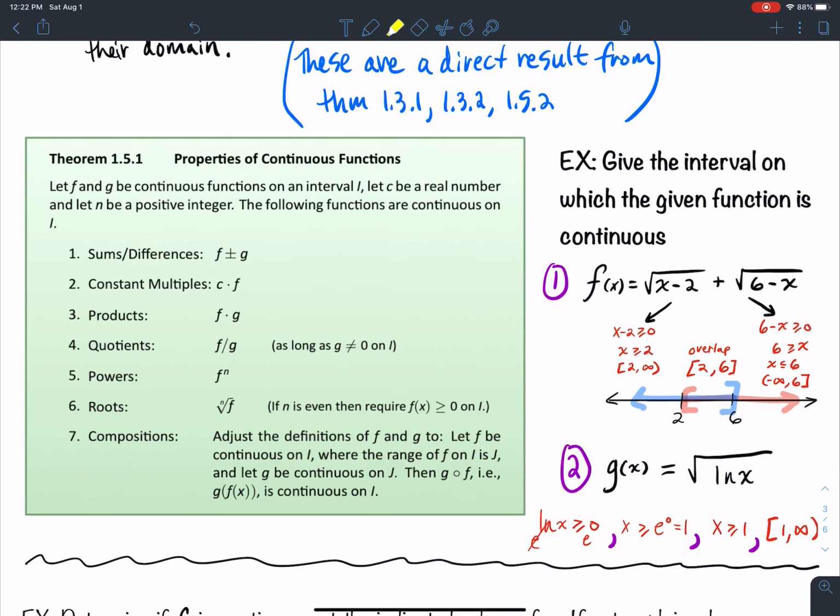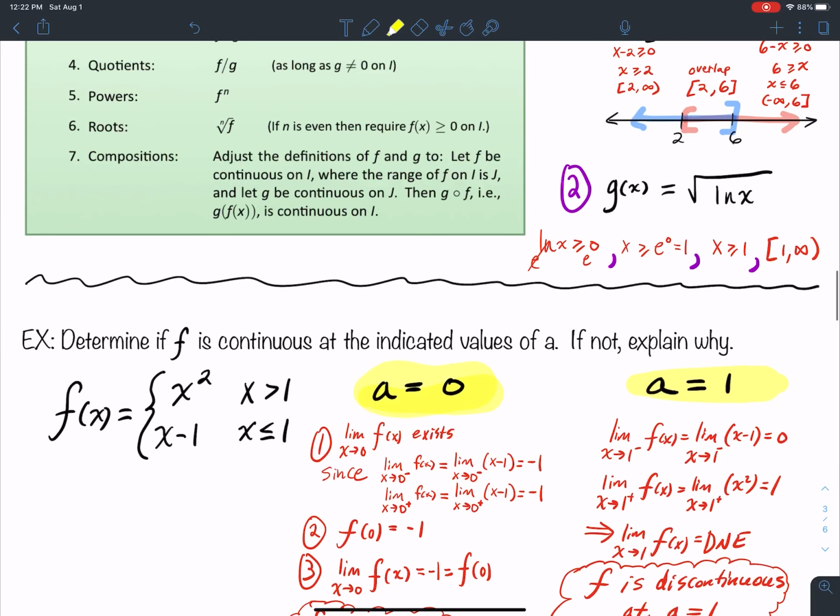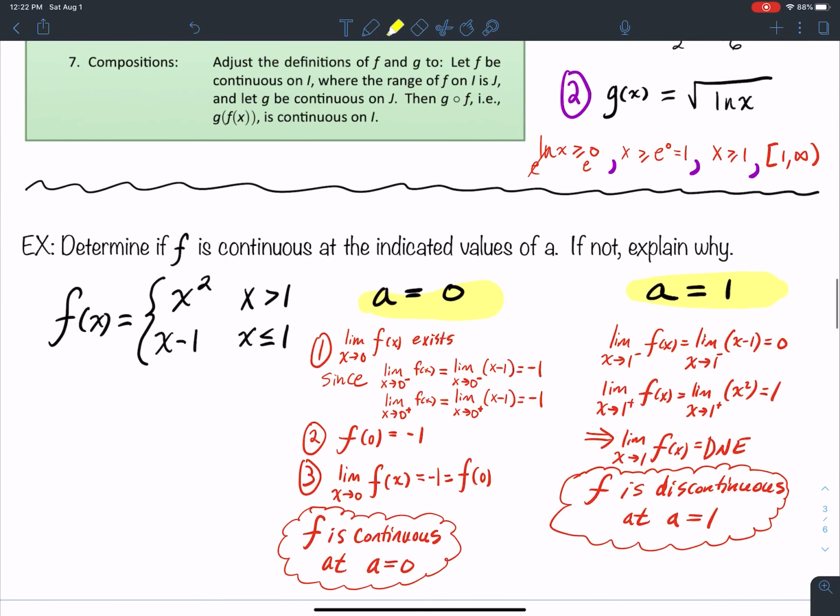But if it says to find it at a particular point, what I will not accept is you just saying, well, look, it's continuous. It's continuous for polynomials, and these are polynomials. Therefore, it's continuous at x equal to a. That's not going to work. Whenever I ask you to prove it at a single point, what I'm looking for are these three things here.